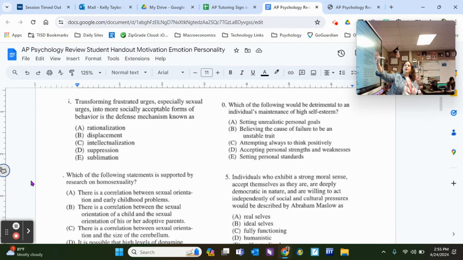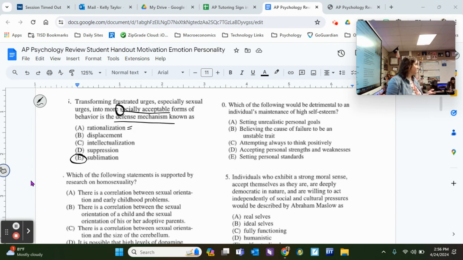Transforming urges, especially sexual urges. So what theory of personality is this coming from? What's the big name for Freud? Psychoanalytic, also called psychodynamic. And so this is all of those defense mechanisms. We have a defense mechanism where it's turning something into something socially acceptable. Do y'all remember what defense mechanism that is? Socially acceptable is sublimation. All right, let's break each and every one of these down into a quick little review.